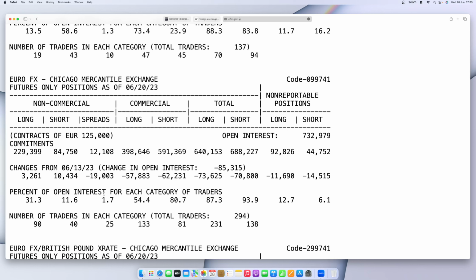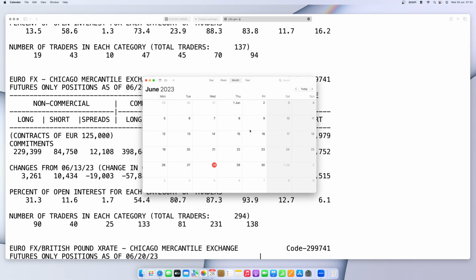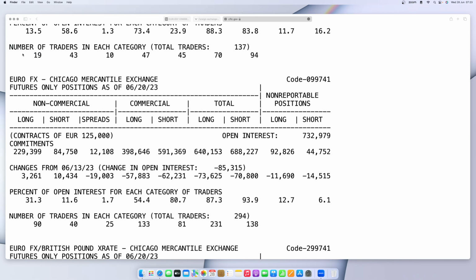And then what does this report say? First, we can see Euro FX, Chicago Mercantile Exchange futures only positions as of 6/20/2023. That should be last Friday. Oh, on Tuesday. Yeah, so it is on Tuesday, but they usually release it on Friday, right? They release it on Friday, but we're gonna see Tuesday's date there.